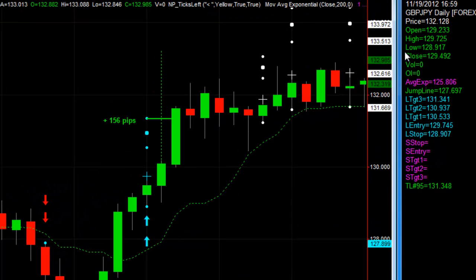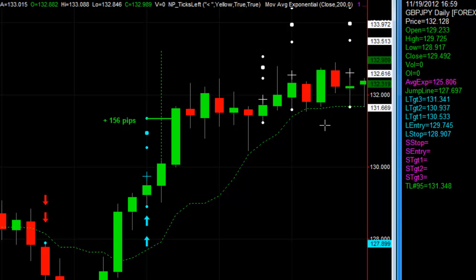Got long. This is on November 19th. And 2 days later, it zoomed up and hit its target. And that's exactly what Trend Jumper is supposed to do. It was like jumping right off of a trampoline. And half the position was exited. And the remaining position is trailing this green dotted line.